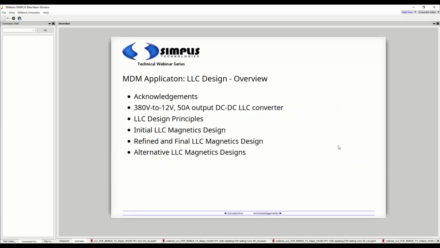So this is the overview of our webinar today. We will start with some extremely important acknowledgements. Then we will look at the 600 watt DC-DC LLC converter that we'll be taking a look at here. Briefly go over some LLC design principles, look at an initial LLC design, whether it meets our spec, look at how and why to refine it and what we get in the end, and then finally look at some alternative designs, playing around with MDM, seeing what we get.